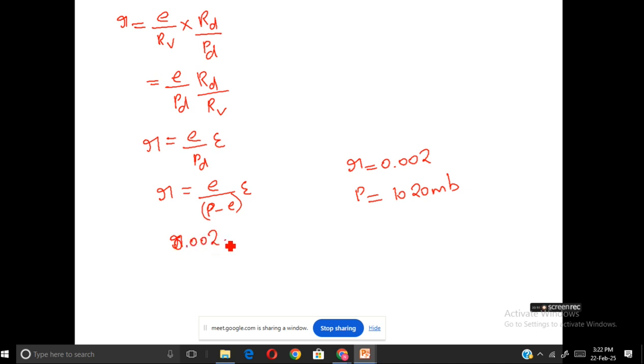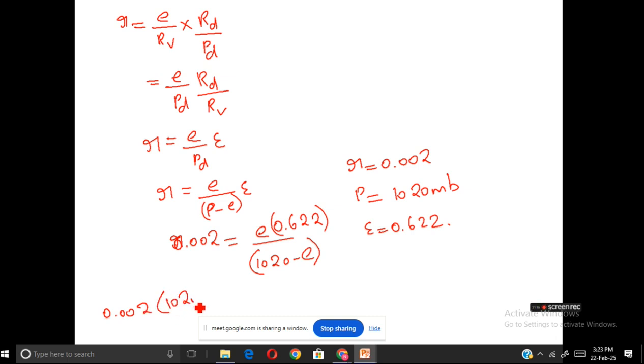After substituting, 0.002 is equal to E by 1020 minus E into 0.622, which is the value of epsilon. Epsilon is equal to 0.622. Now, can we calculate the value of E from this? It will become 0.002 into 1020 minus E is equal to 0.622 into E. Can you solve and tell the value of E? Solve the equation and tell me the value of E.